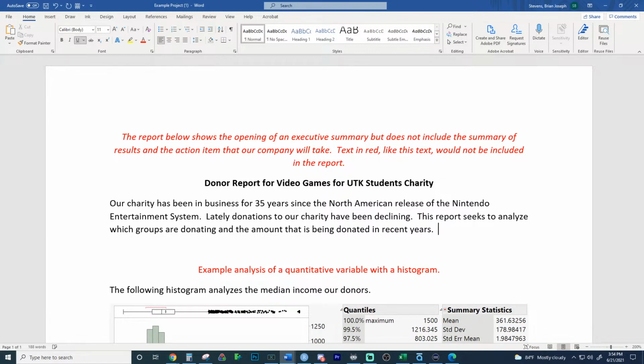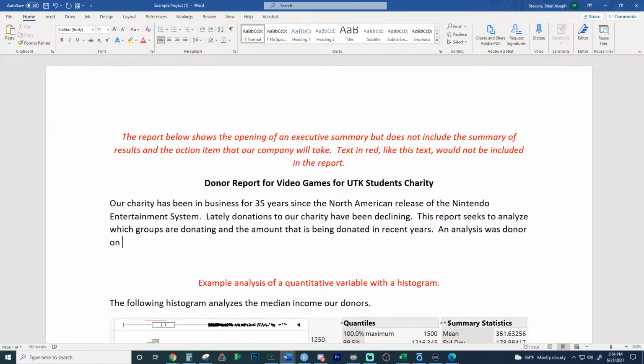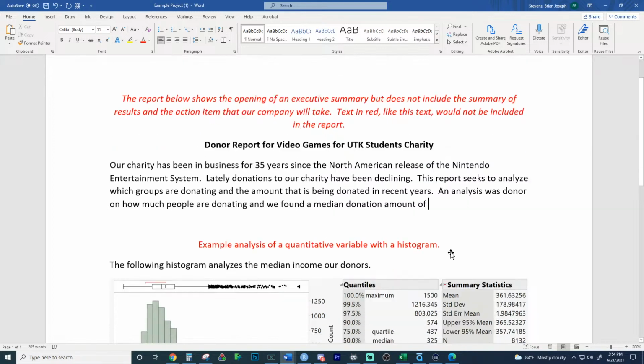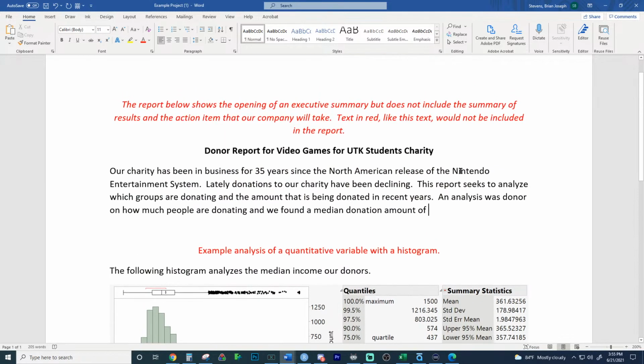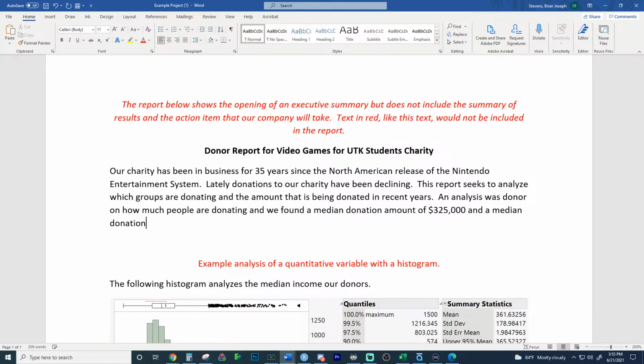Like I can take all of that report right there. An analysis was done on how much people are donating. And we found a median donation amount of, what was the median? 325,000. Did I put that there? There it is right there. 325,000.